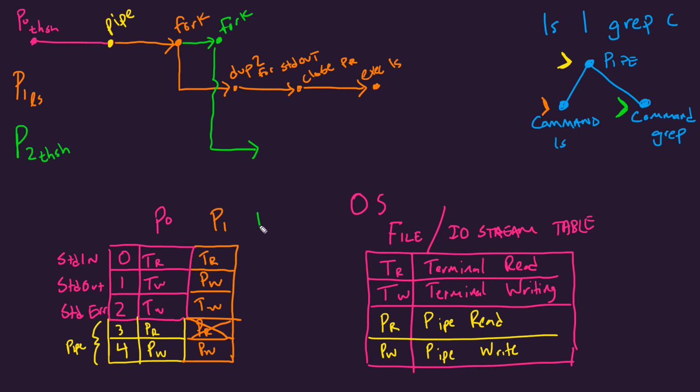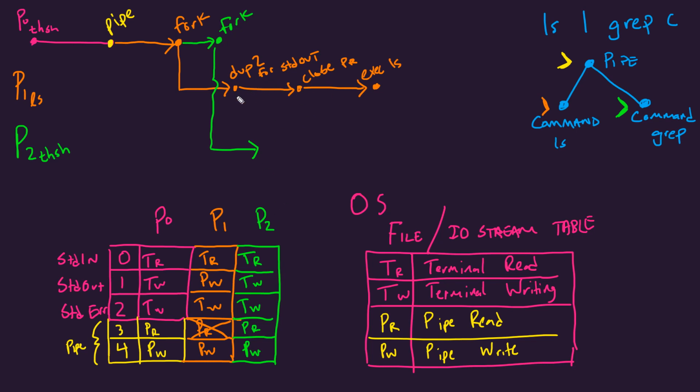We know that when we fork, we get a copy of our file descriptors from the process that we forked from. So this copy is going to come from P0, right? Because we forked from P0. Okay, so let me enter these in really quickly. So this would be the terminal read end, the terminal write end, the terminal write end, the pipe read end, and the pipe write end. Okay, so these were duplicated from P0.